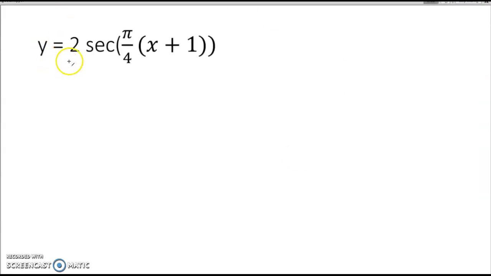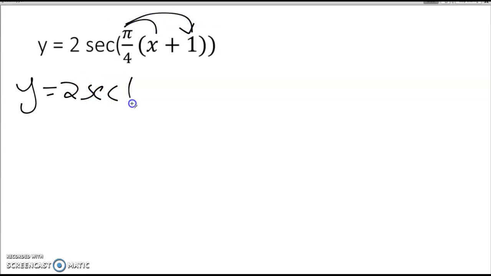So we have 2 secant of pi over 4 times (x plus 1). First of all, it's not in the correct form, so that's what we're going to do first. We're going to put it in the correct form. So we have y equals 2 secant, and we're just going to multiply this pi over 4 through. So we're going to get pi over 4 x plus pi over 4. Notice there is no d. There's just a b and a c.